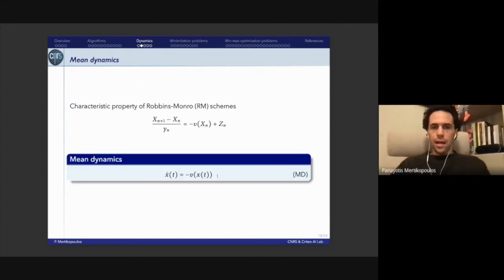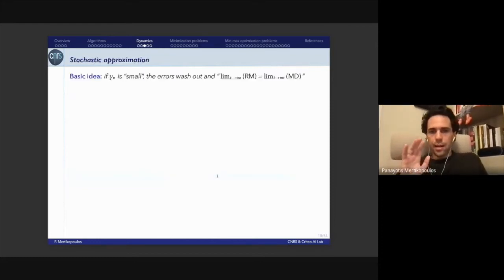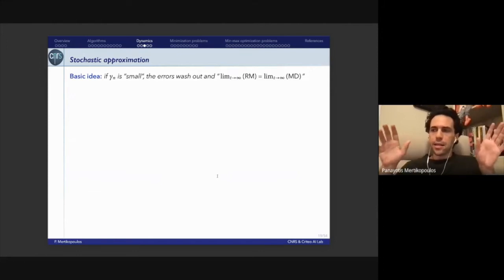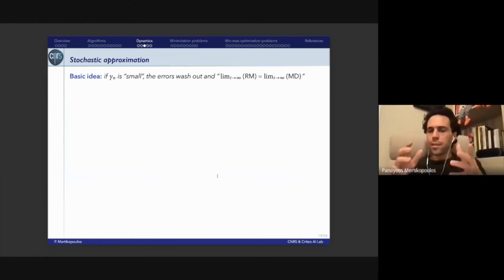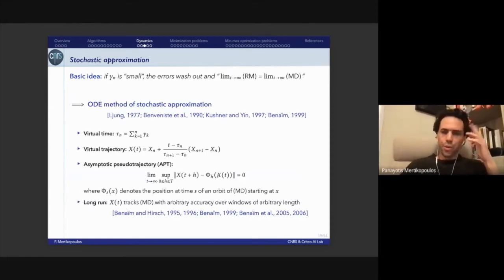All right, but making this link precise, because it is one thing to say this at a heuristic level, actually takes some technical work and background. The key idea that we would like to formalize here is that if the step size is sufficiently small, then all the errors wash out, in a sense, and in a certain sense, the long-run limit of the Robbins-Monro algorithm coincides with the long-run limit of the mean dynamics. In what sense exactly? This remains to be defined. I just want to give the basic intuition, to put the basic intuition out there.